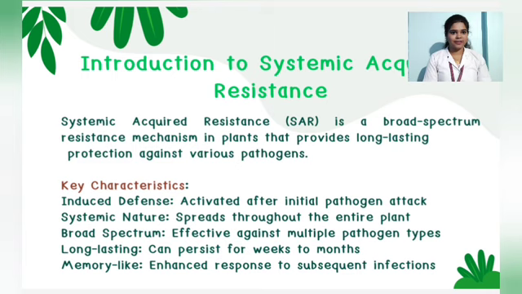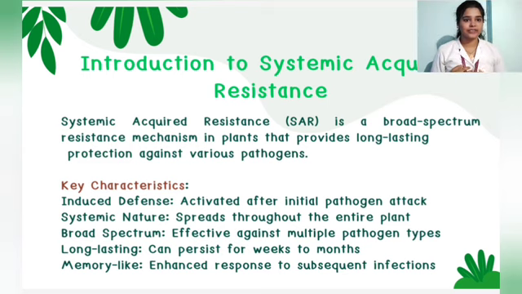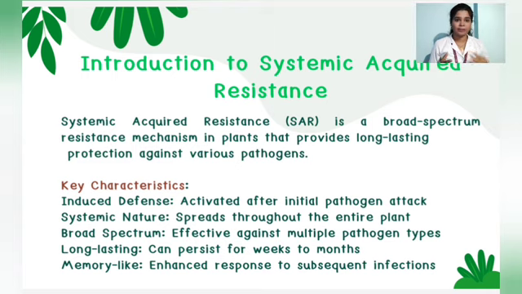Today, I am going to present on systemic acquired resistance. Systemic acquired resistance is a natural defense mechanism in plants. It provides long-lasting protection against a wide range of pathogens such as bacteria, viruses, and fungi. It is activated when a plant experiences an initial pathogen attack. Once activated, the resistance spreads throughout the plant. So it is broad spectrum, long lasting, and works like a memory system. So the plant responds faster when attacked again.